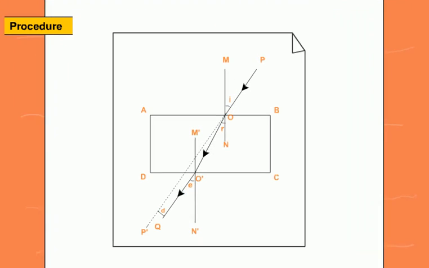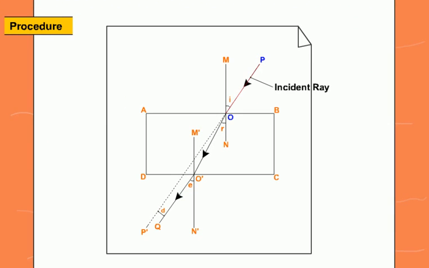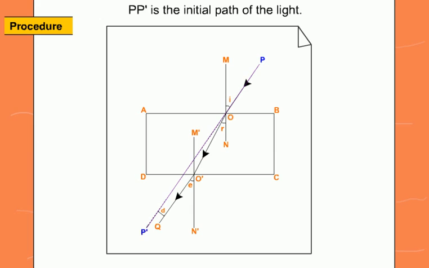Students, in the above figure, PO is the incident ray, OO' is the refracted ray, and O'Q is the emergent ray. MN and M'N' are normals drawn on the surfaces AB and CD of the glass slab ABCD at the points O and O' respectively. PP' is the initial path of the light.